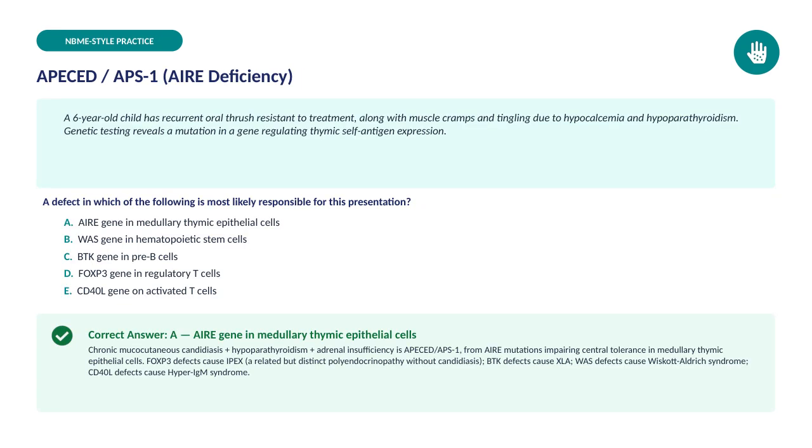This child's symptoms, recurrent oral thrush that doesn't respond well to treatment, along with muscle cramps and tingling from low calcium and hypoparathyroidism, point toward an autoimmune syndrome affecting multiple glands. Genetic testing shows a mutation in a gene important for thymic self-antigen expression, which controls immune tolerance. The AIRE gene, located in medullary thymic epithelial cells, is responsible here. Mutations in AIRE lead to a failure in eliminating self-reactive T cells during development, causing autoimmune polyendocrine syndrome type 1, or APECED, which typically combines chronic mucocutaneous candidiasis, hypoparathyroidism, and adrenal insufficiency.